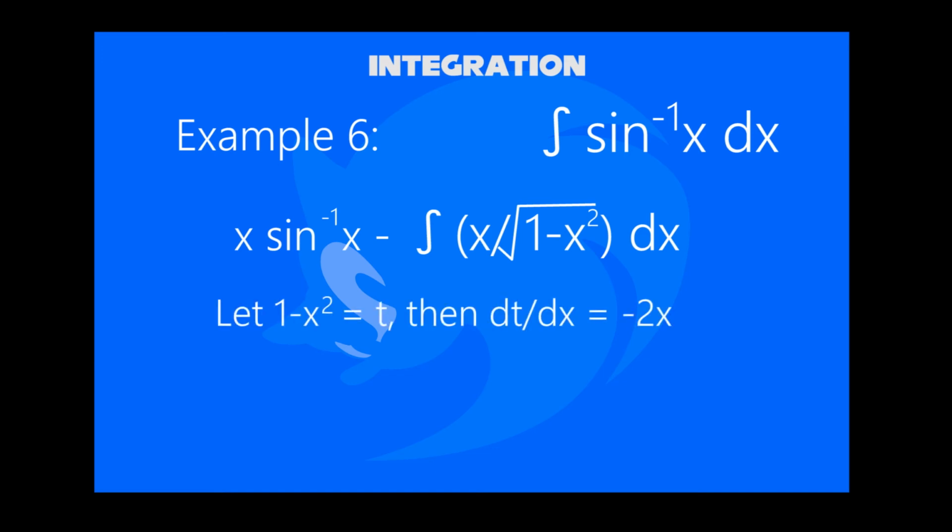If you take 1 minus x squared as t, then dt by dx is minus 2x. When you solve this, we get x times inverse sine x plus square root 1 minus x squared, plus c. Kinda tricky, isn't it? You can find the rest of these used values through the web. So you now know how to integrate these appropriate values.